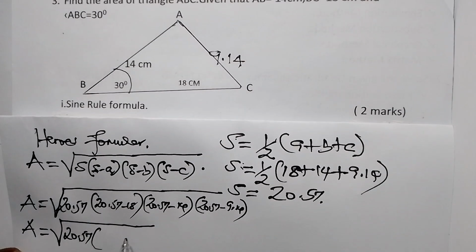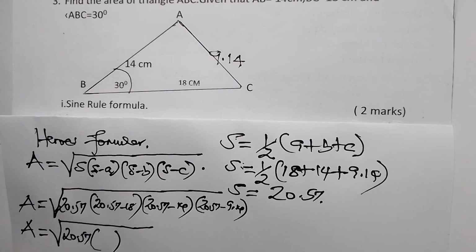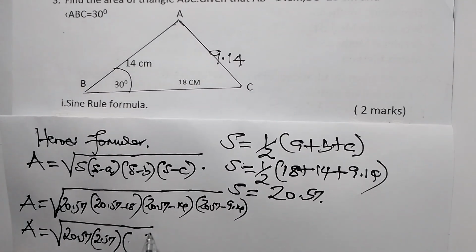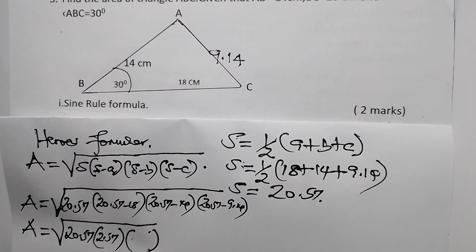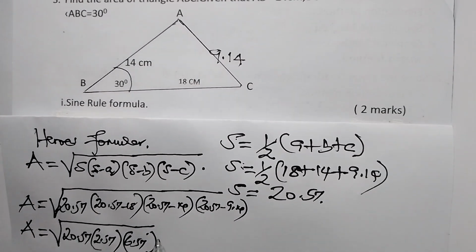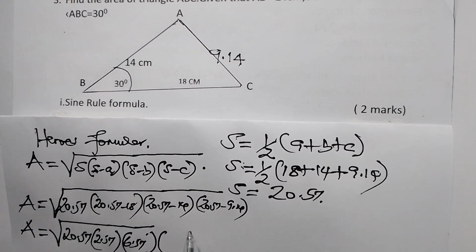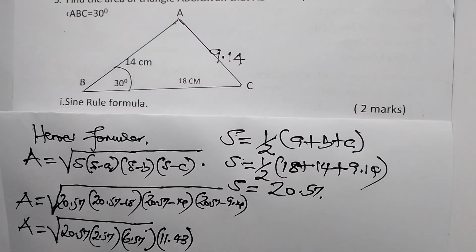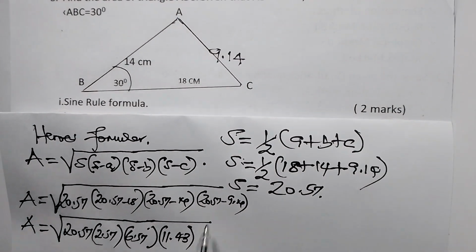So area will be equal to the square root of 20.57 multiplied by 20.57 minus 18 gives you 2.57, multiplied by 20.57 minus 14 gives you 6.57, and 20.57 minus 9.14 gives you 11.43. So all this under the square root sign.